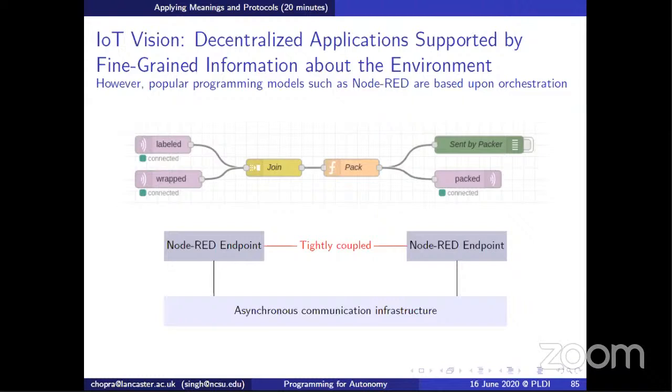The figure shows inputs coming in from two MQTT channels, labeled and wrapped, and there's a join node that joins events coming from those channels and a pack node that does some processing. This is the implementation of a packer agent. It relates to an order fulfillment scenario that we had modeled. And it results in a message being sent by the packer out on some MQTT topic. So this is how you specify an application in Node-RED, a set of such flows.